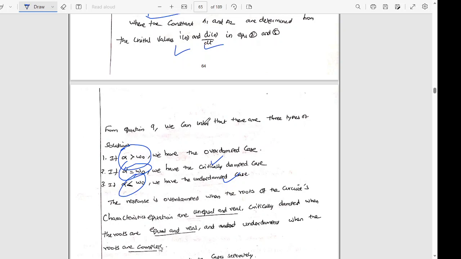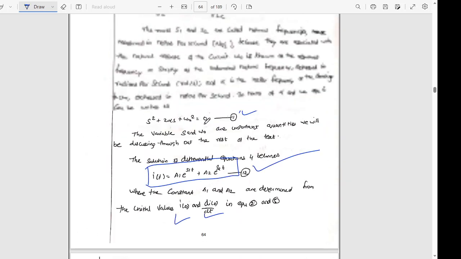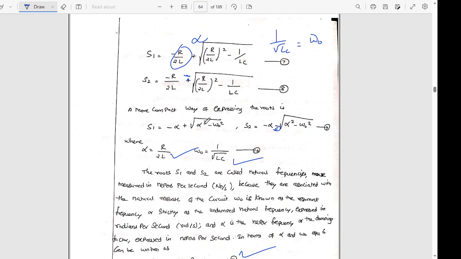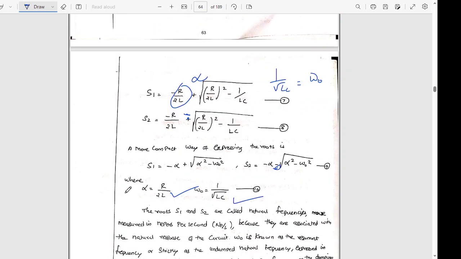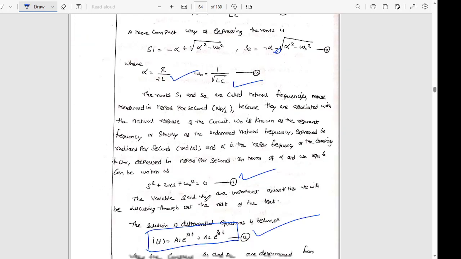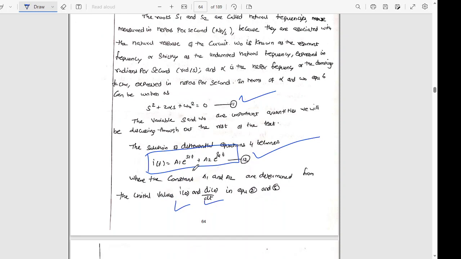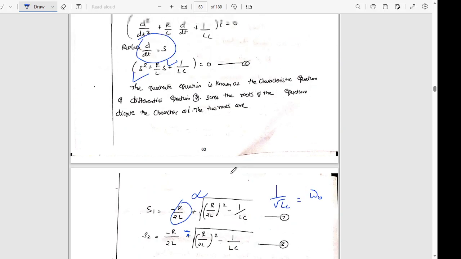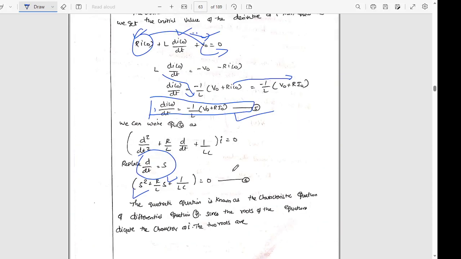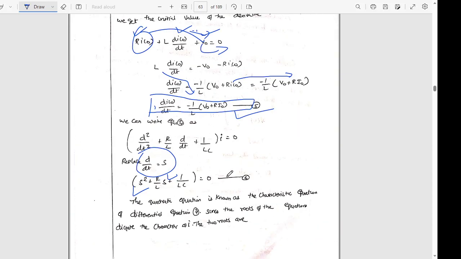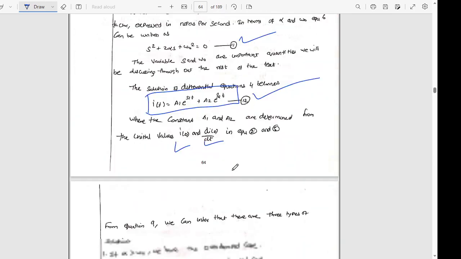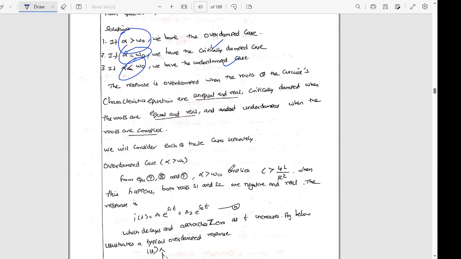Till now I have discussed some cases. I ask you to note down three things: what is the alpha formula, what is the omega naught formula, and what is the differential equation for I of t with A1, and what is the formula for dI of 0 by dt. These are all things you should know and how to solve the problems. This question may be asked directly in the theory part also.